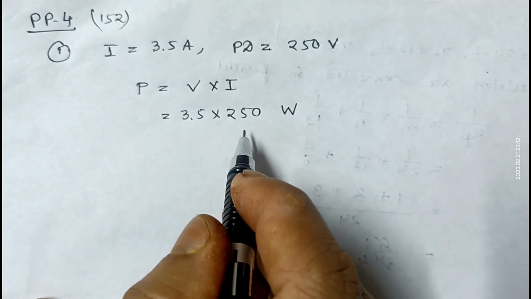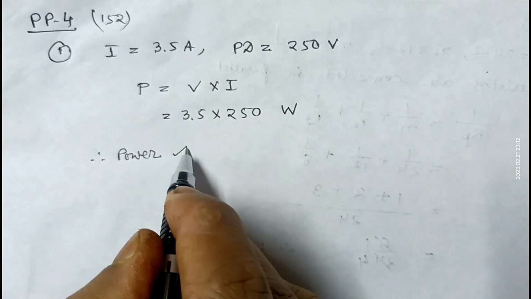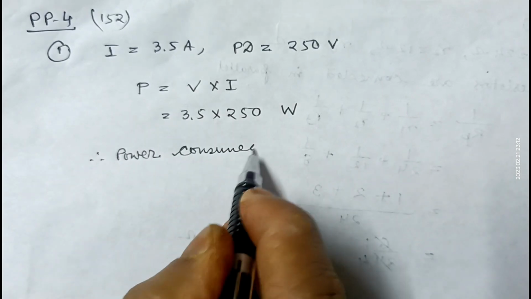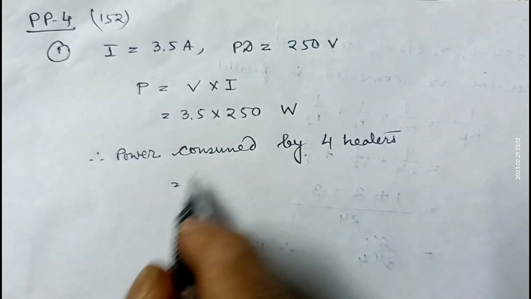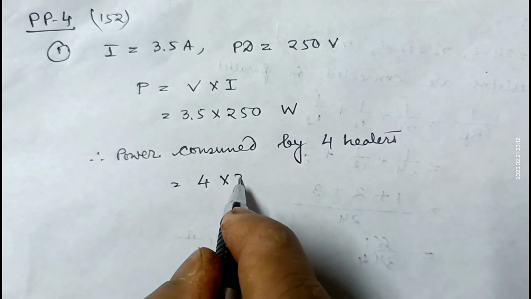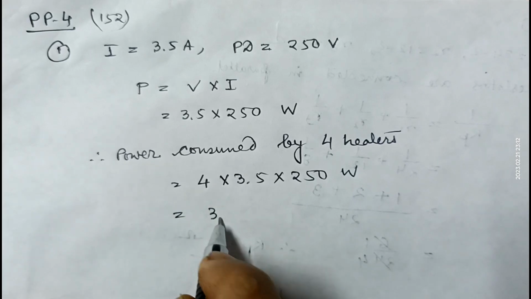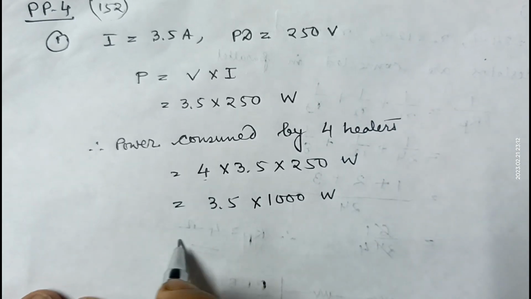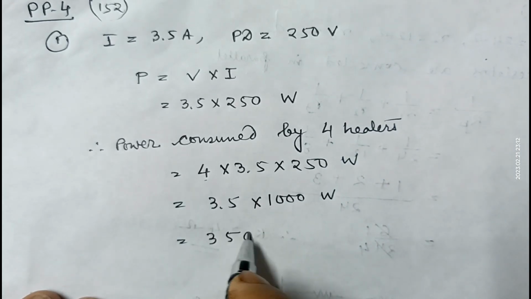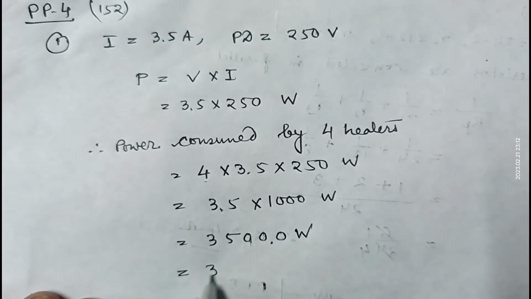Now as given in the question, there are 4 such heaters. Therefore power consumed by 4 heaters, this quantity will be multiplied by 4. So 4 into 3.5 into 250 watt. Now 4 into 250 will give 1000 watt. So if I multiply, it will be 35000, here after decimal 1 place. Therefore the required power will be 3500 watt.